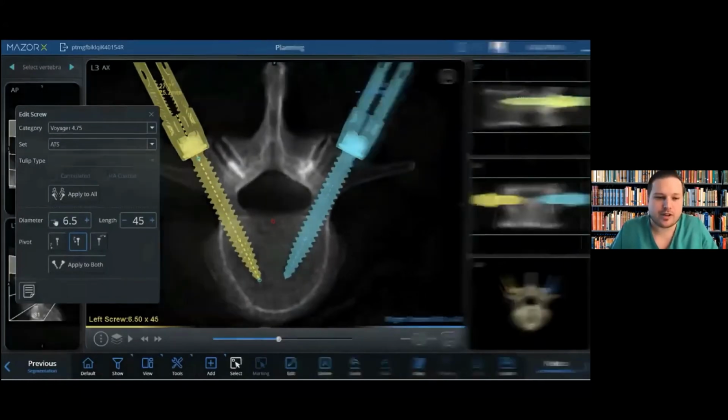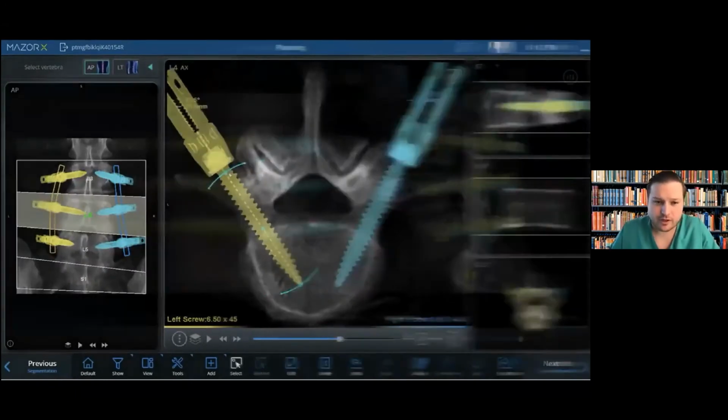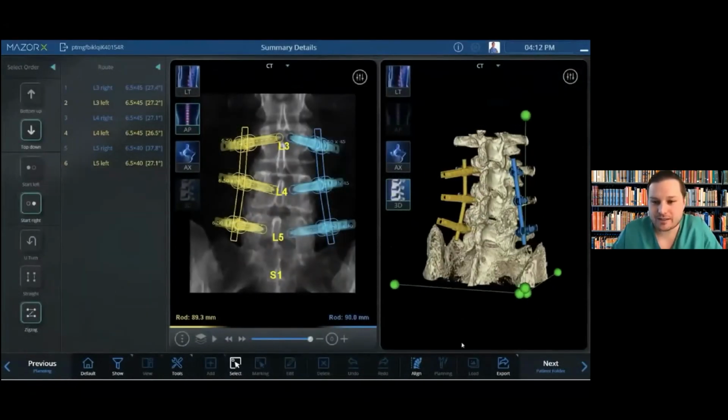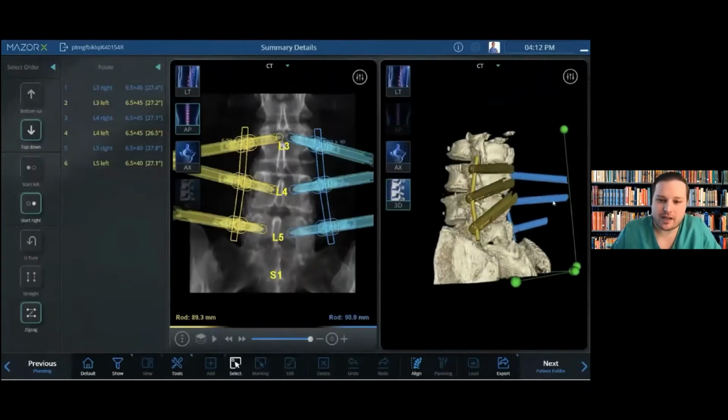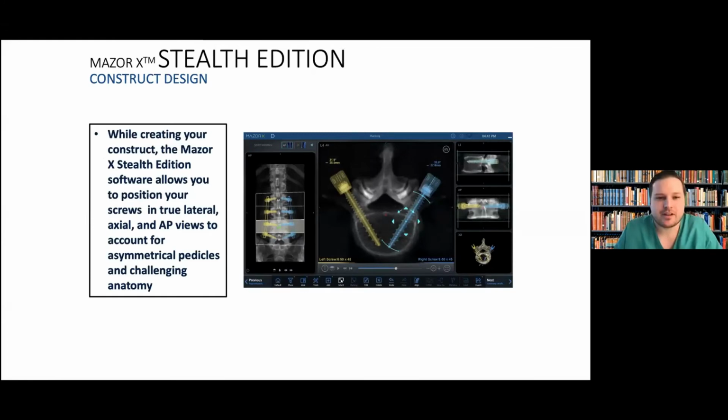So when you show up on the operative day, all of your screws are already on the back table, loaded up, ready to go, and there's no guesswork. You can also play with your screw cadence to ensure that your rod passage is appropriate. And then you can also, for MIS capabilities, add towers on to plan exactly where your skin incisions would be.